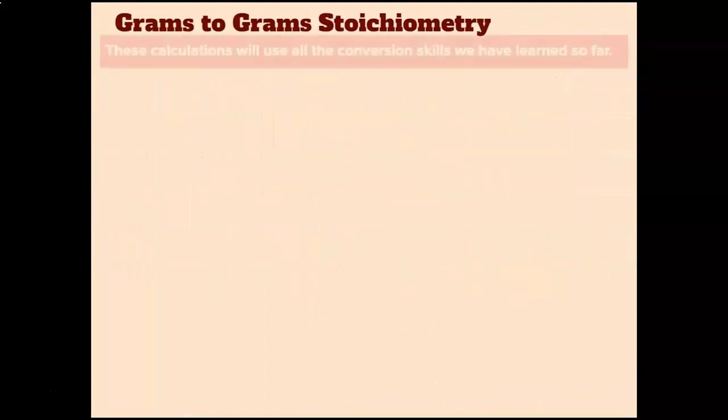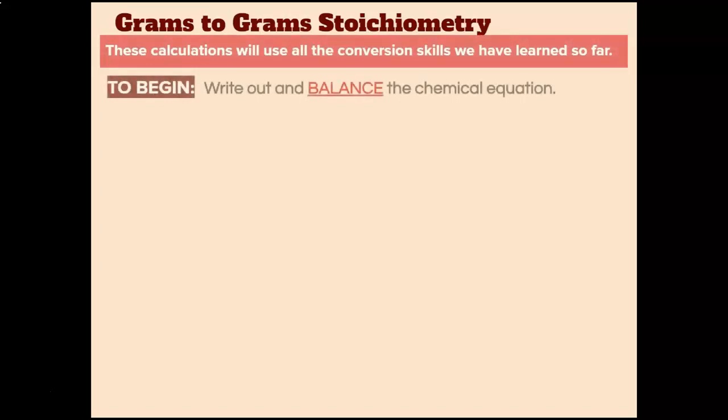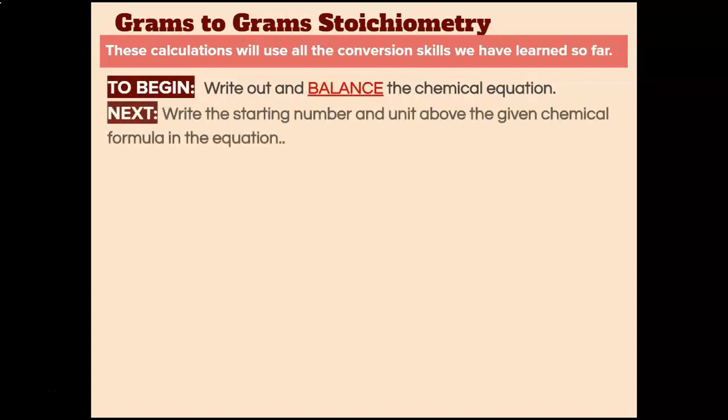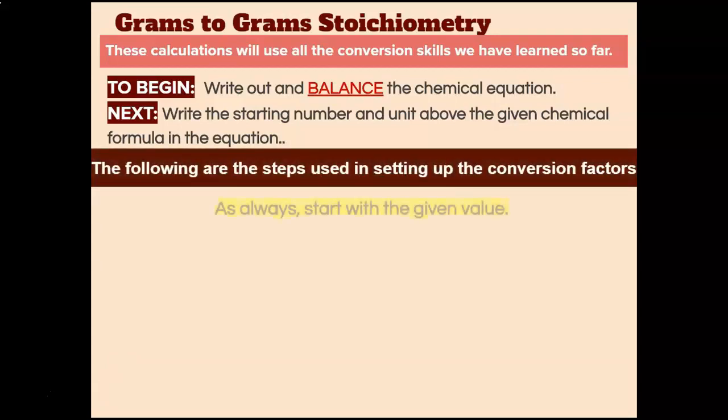To complete gram-to-gram stoichiometry, these are going to be just like what we've done before. All of those conversion skills that we've learned, we're going to use here. The first thing that we're going to do is write out and balance our chemical equation. We can't do anything without a chemical equation, and it has to be balanced so that we have that ratio of coefficients. After we balance our chemical equation, we're going to write the amount of material that we have above its chemical formula in the equation itself.